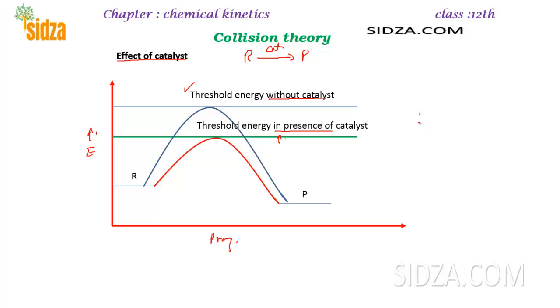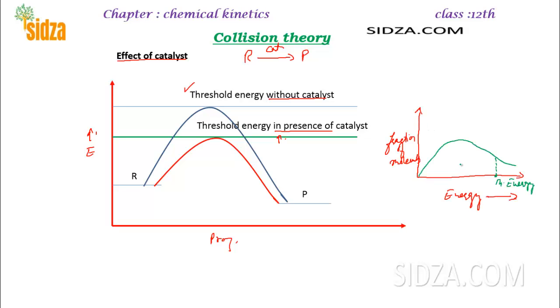Let's again try to understand it from the graph. When you carry out a reaction, suppose this is the threshold energy of the reaction. In absence of a catalyst, these are the number of molecules which can form the product, because the threshold energy is very high. But once you add a catalyst, the same reaction can occur through a different route. That means the threshold energy of the reaction decreases, right? So catalyst actually decreases the threshold energy.